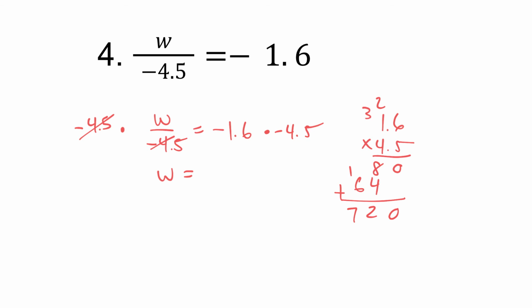And then here's the kicker. You got to move the decimal 2 times. So that's equal to 7.2. 7.2. Easy.